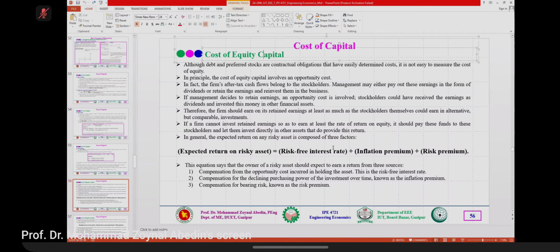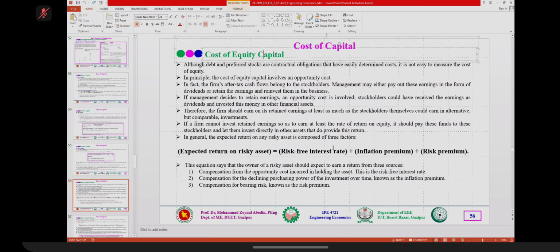In general, the expected return on any risky asset is composed of three factors. One is the expected return on risky assets. Carefully mind it: expected return on a risky asset. Some money will be returned, and on the risky asset, there are three terms: the risk-free interest rate, plus an inflation premium, plus a risk premium. Okay. Sometimes in the market there will be some inflation, or sometimes there will be some risk.